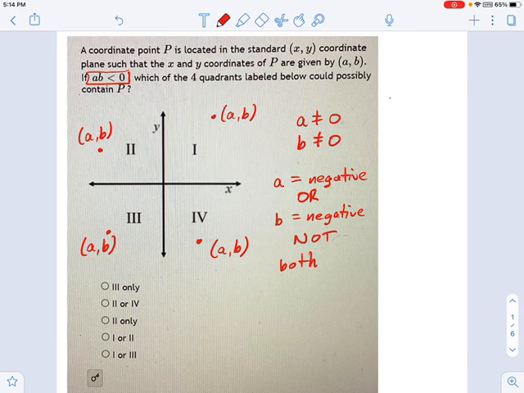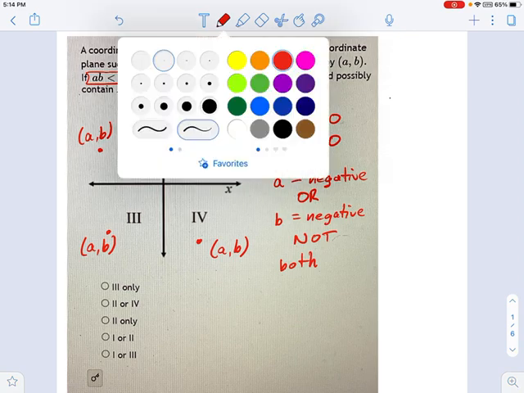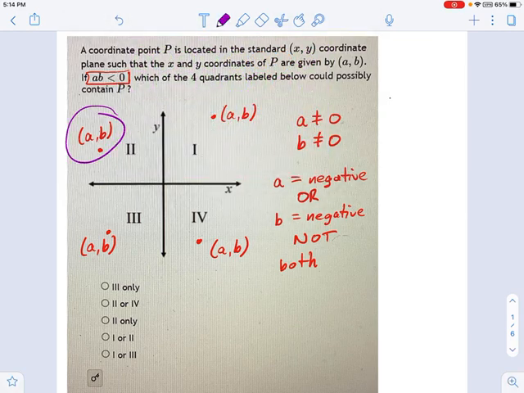If you think about what happens if they're both negative, well, you multiply them together, you get a positive number. And likewise, if they're both positive, the product's still positive. The only way to get a negative product is if you are either negative x, positive y, like right here, or negative y, positive x, right here. So that's our answer. It's either quadrants 2 or 4.